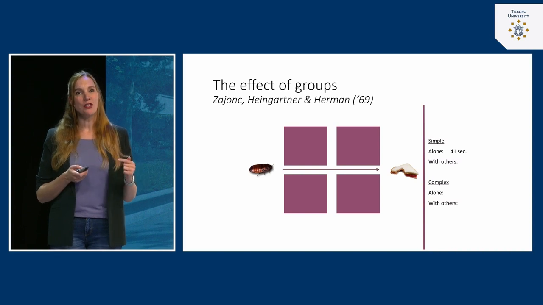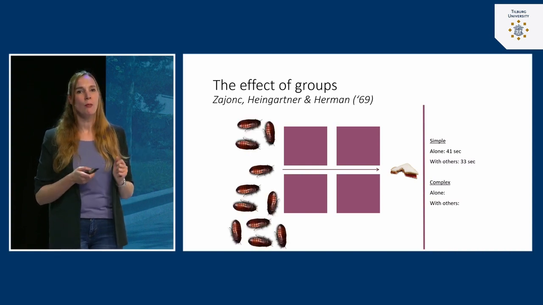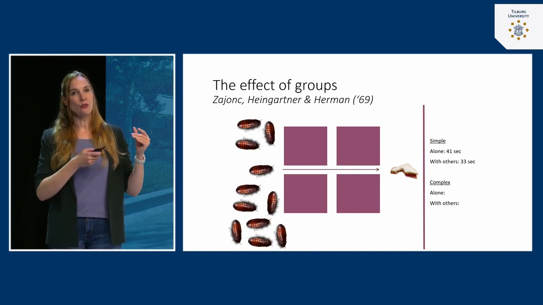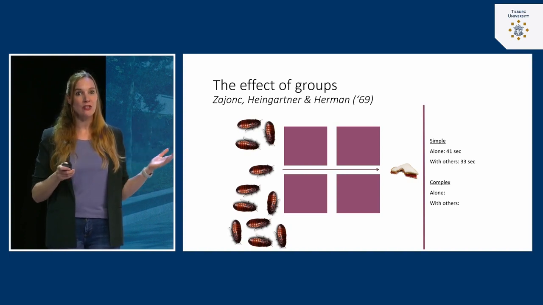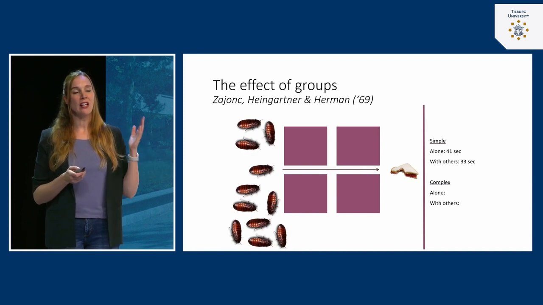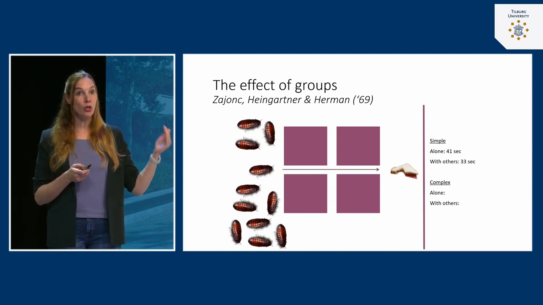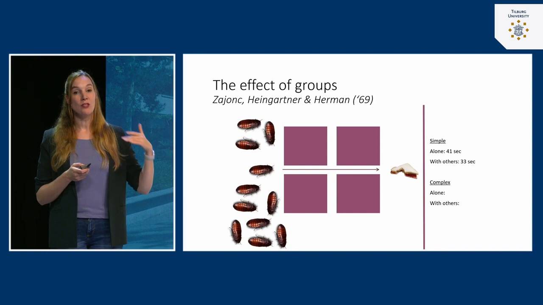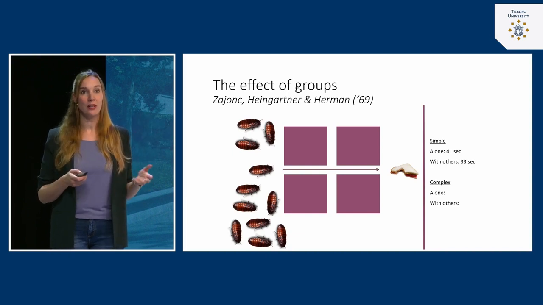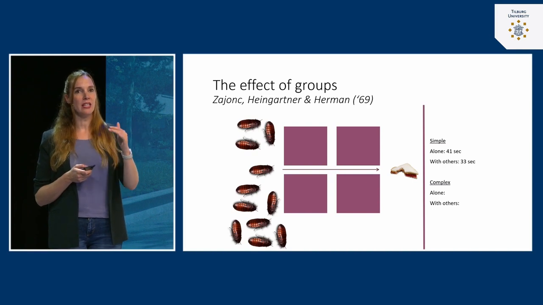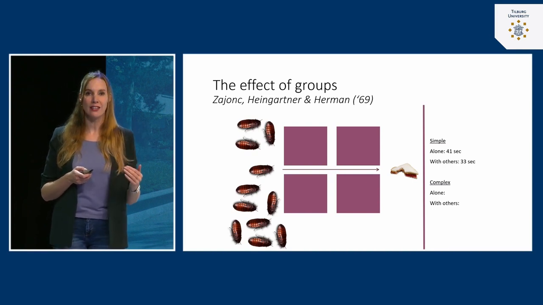But then there was another condition in which there were more cockroaches. And then you see what happens if the cockroach wants to reach a food item in the presence of other cockroaches. You see that the performance gets better, just like the first experiment done by Triplett. When more cockroaches are present, he speeds up. Of course, he's in a hurry. He wants to reach the food item before the others do. So then all of a sudden, he can reach the food item in 33 seconds.